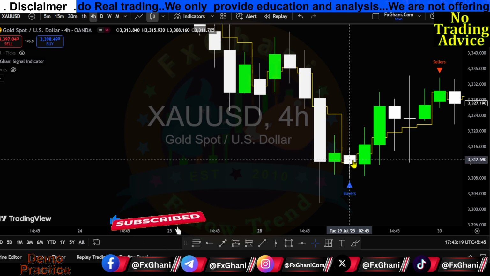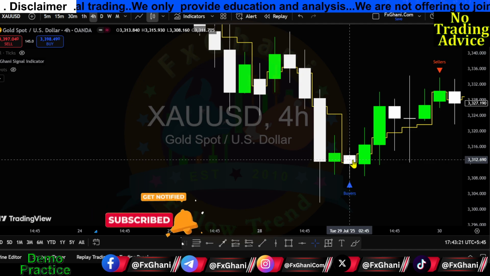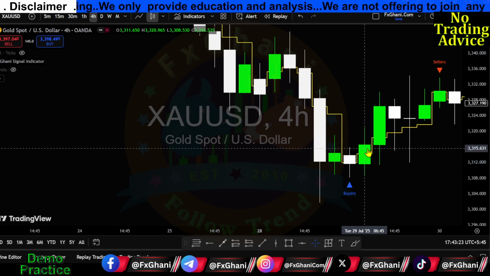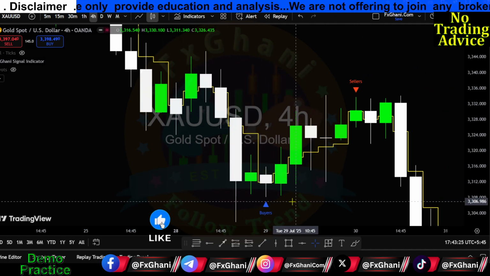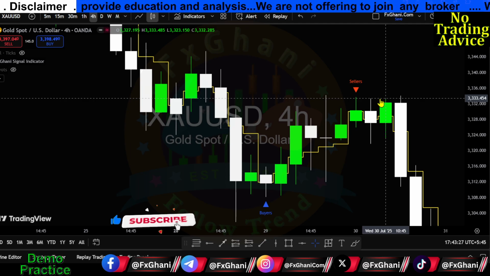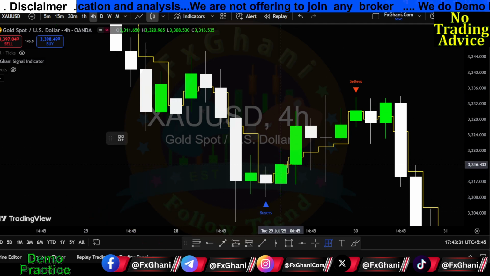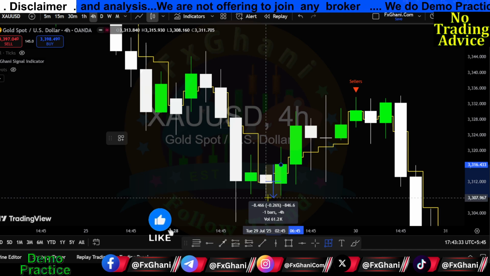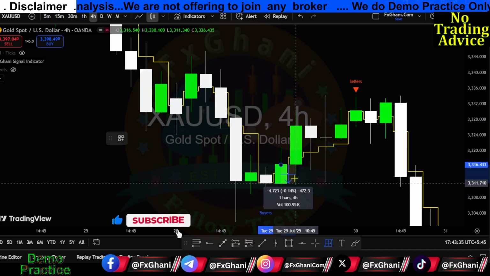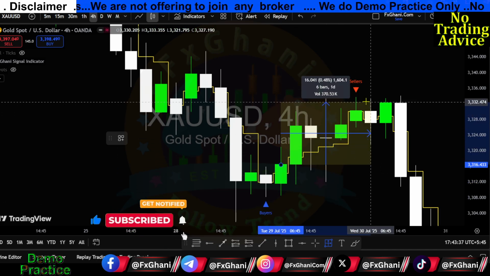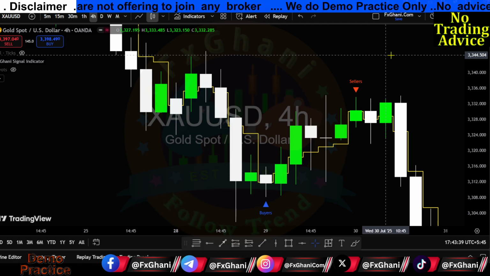And in case you are not in a sell trade, then open a buy trade. Stop loss below this level, and you can see prices go upward. Now you can see you open a buy at this level, 90 pips stop loss, and you can see prices go upward almost 160 pips.